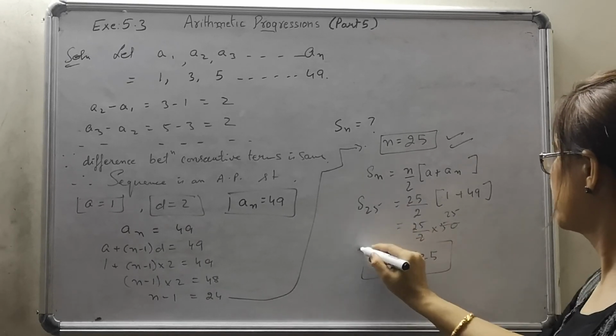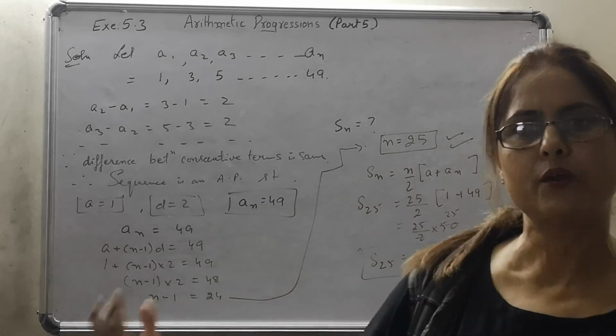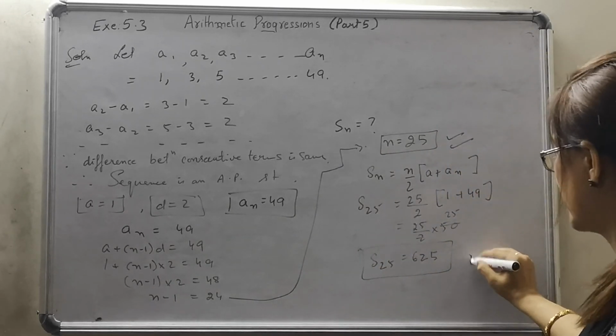So this is the sum of the 25 terms which are occurring as odd numbers between 0 and 50. Their sum is 625. This is our answer.